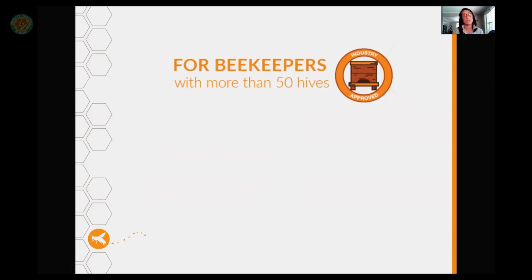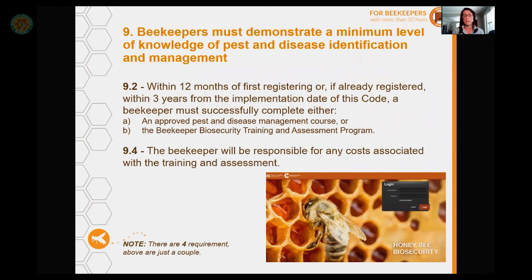Now, if you have 50 or more hives, then the next 5 steps requirements are for you. Now, the reason is commercial beekeepers are more likely to move hives around the country and move into areas of high bee density. And they pose a greater risk of disease spread to other commercial beekeepers, and hence it is appropriate that they should have a higher level of biosecurity. So for you, number 9, beekeepers need to demonstrate a minimum level of knowledge of pest and disease identification and management.